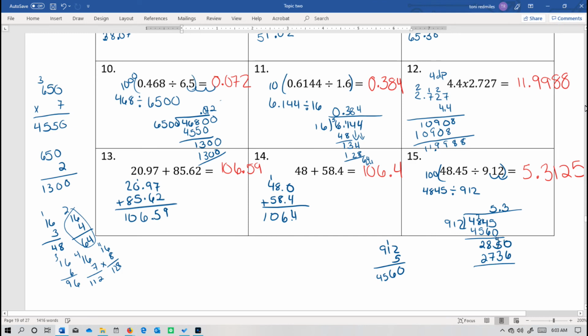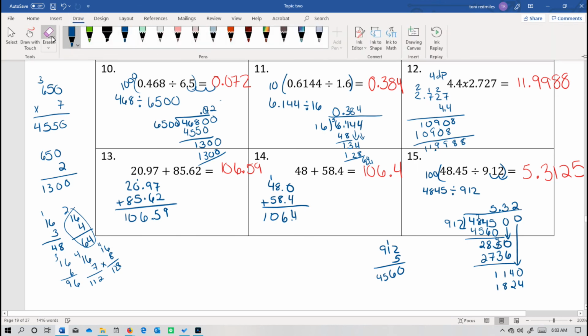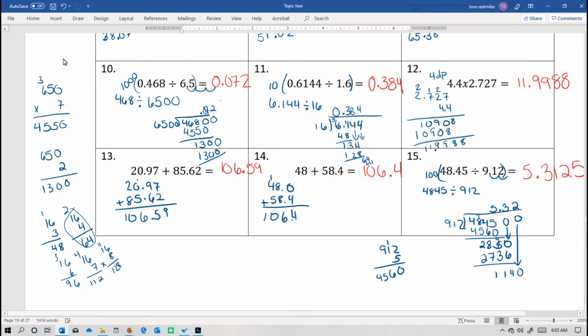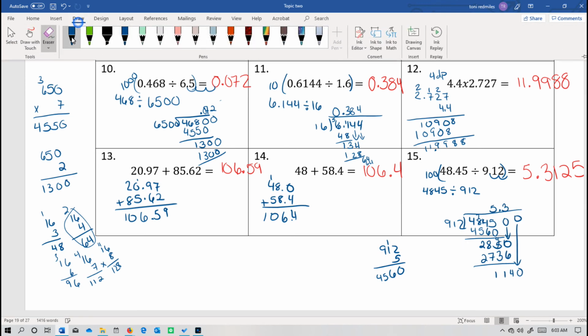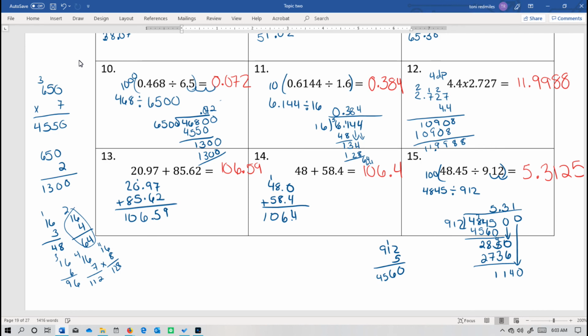Borrow from that one. Going to add another 0. Oh, that should be 1. Sorry. Okay, so now we can add another 0, drop it down. This one will be a 2.